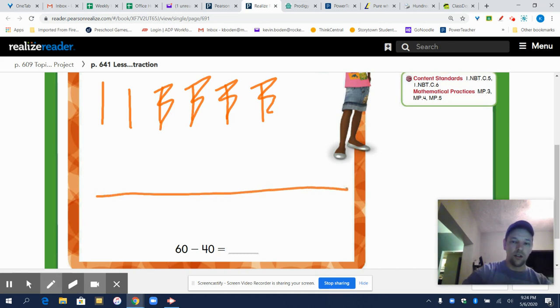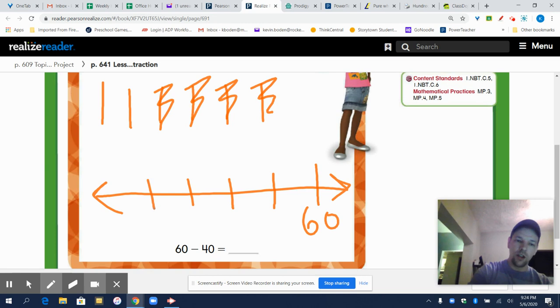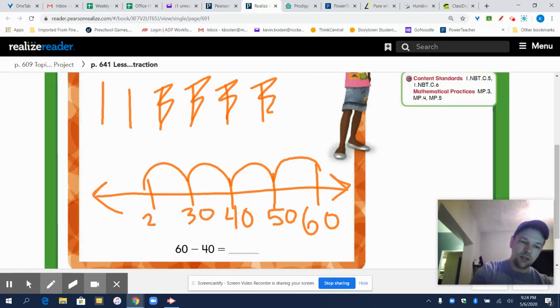And maybe you wanted to use a number line on this one. It says 60 minus 40. I'm going to start at 60, and I'm going to take away 40. 10, 20, 30, 40, or 4 tens. Now I have to count back 10, 20, 30, 40. So what number am I going to stop at? Let's find out. 1 less 10 is 5 tens, 4 tens, 3 tens, and 2 tens, again for the same answer. 60 minus 40 is 20.